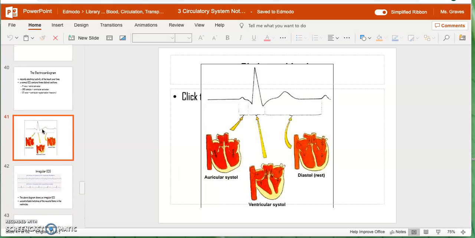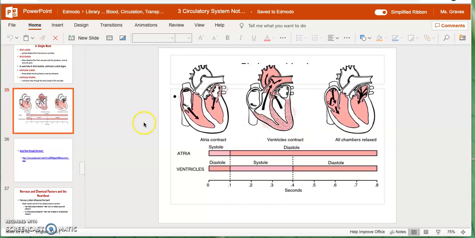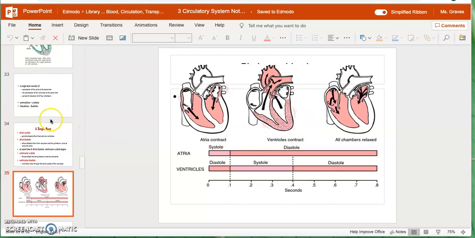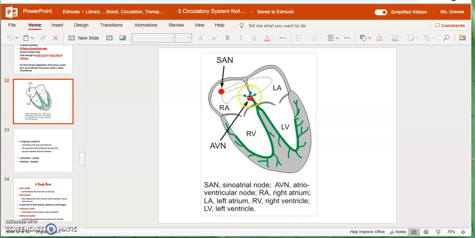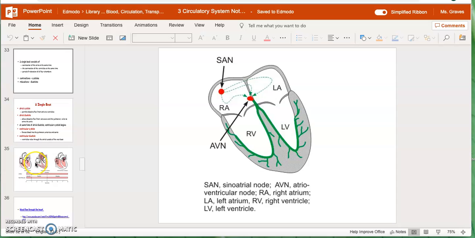Again, this diagram here, really important, and make sure that you understand how signals are sent through the heart to cause your heart to contract.